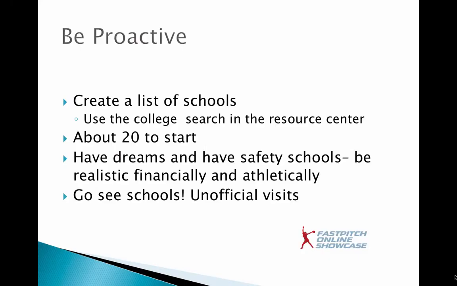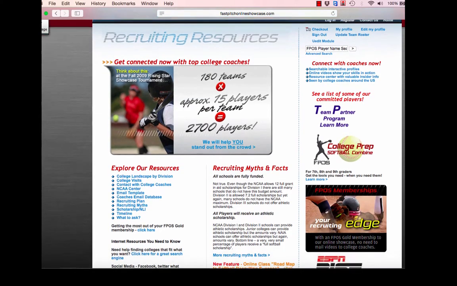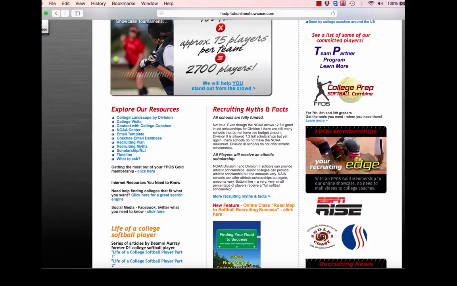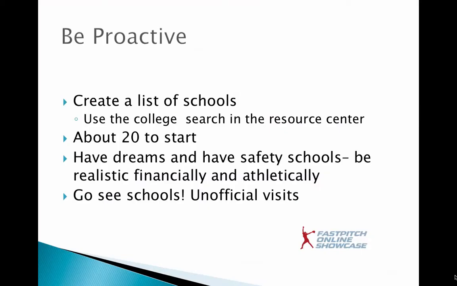One of our favorite words here is proactive. You need to be proactive and create a list of schools that you're interested in. Use the college search in the Resource Center and just look around and see what kinds of schools you're interested in. We suggest that you look at 20. And again, there's a lot more information in the online class to help you select your 20.